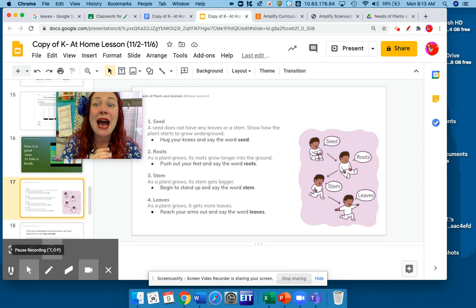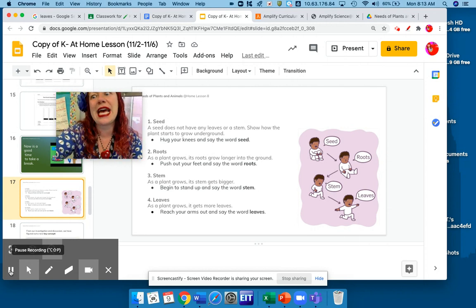I'm very happy to tell you that I know you noticed that as the plant grows, it gets taller. What else happens to the plant as it grows? Does it stay with the same plant parts or does it add more plant parts? That's right, more plant parts grow.